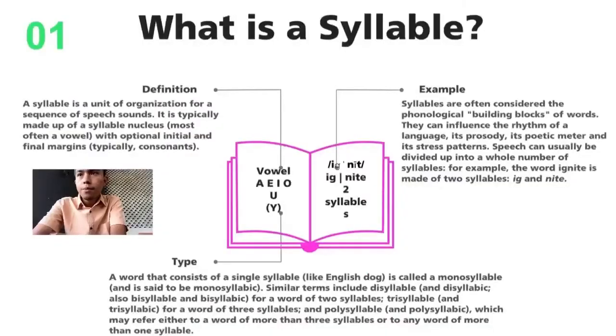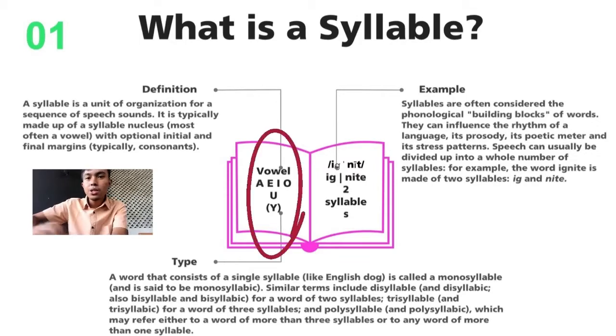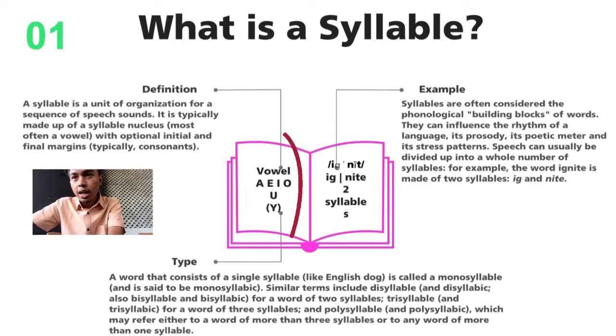So what is a syllable? The definition is, a syllable is a unit of organization for a sequence of speech sounds. It is typically made up of a syllable nucleus, most often a vowel, with optional initial and final margins, typically a consonant. So here you can see the vowels A, E, I, O, U, and sometimes a Y. Okay, next here are the examples.